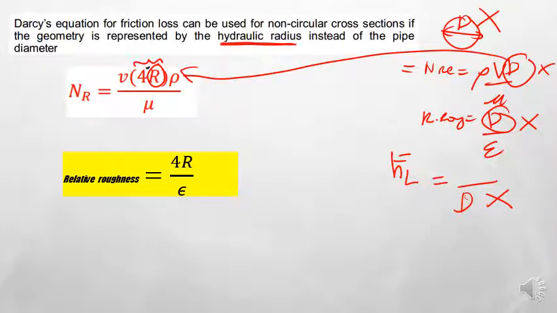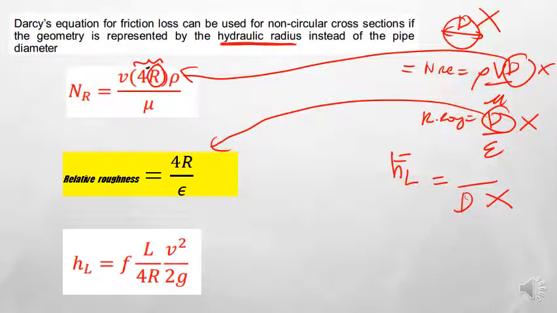The same goes for relative roughness. We will substitute this D with 4R. And the same goes for the Darcy equation to calculate the HL. We replace D with 4R.